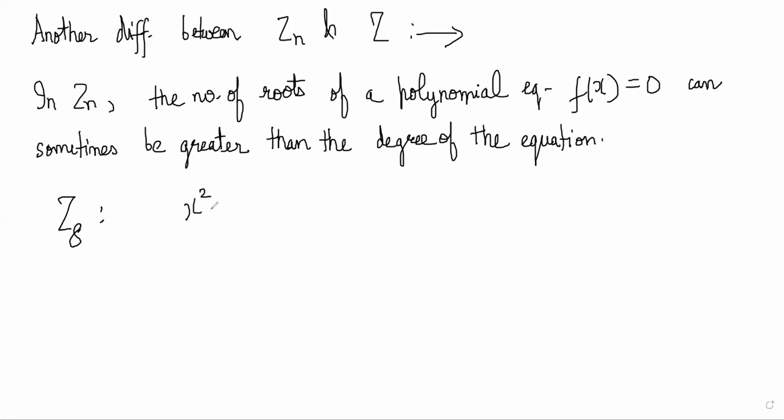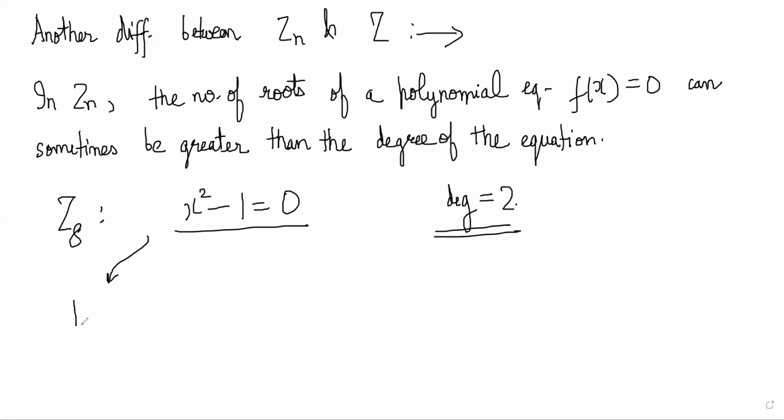And we have the equation x square minus 1 equal to 0. So what is the degree of this equation? Degree of the equation is 2. If we were working in normal Z, we would say that it cannot have more than two roots, right? And we would say the two roots are plus or minus 1, right? However, you can show that x square minus 1 equal to 0 has 4 roots in Z8. What are the 4 roots? You can see 1, 3, 5, 7.